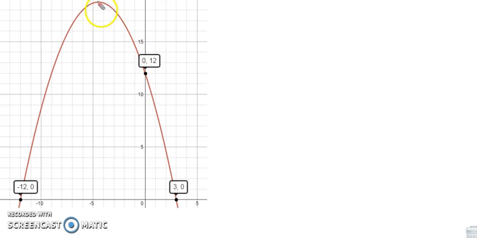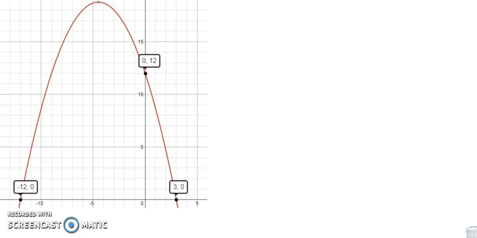I could have the vertex. I could have some other point. As long as it's a point that is identifiable on the quadratic, I'm okay to use it. However, the roots down here, the x-intercepts, those are a little more important for us. So what do I want to do? Well, now that I've got my graph, I've got to get started.